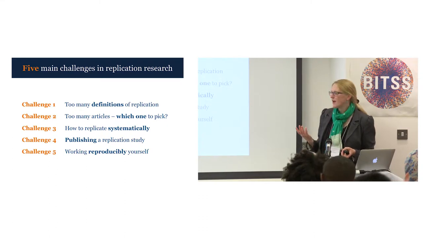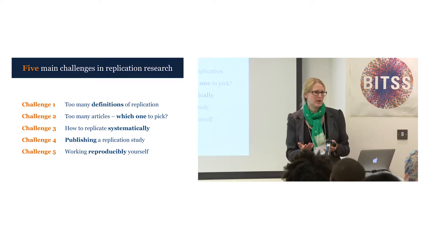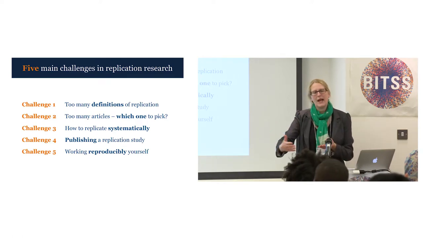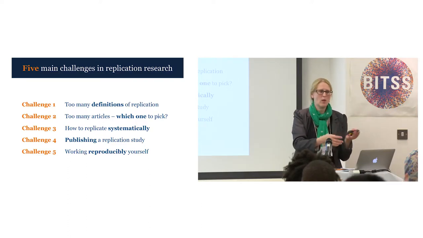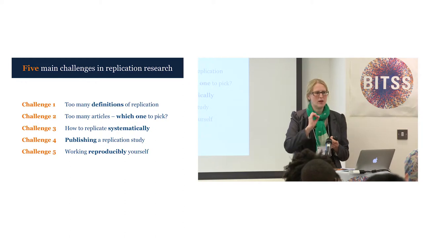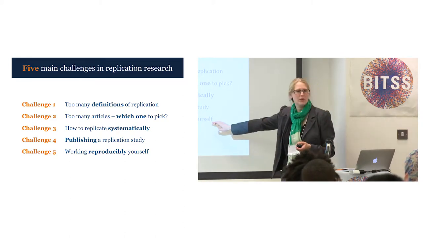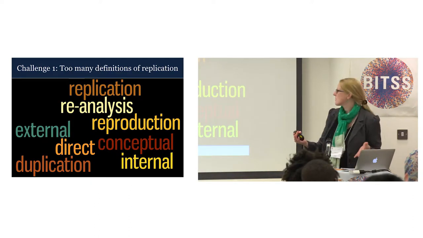And then challenge 5 is, when you're a replicator, you also get vulnerable, because you are checking someone else's work. And obviously, a third person or the original author could say, well, I could question what you were doing. So you have to be super careful and be very transparent in what exactly you've done. So you have to work reproducibly yourself. And I'm going to go through the 5 challenges now.